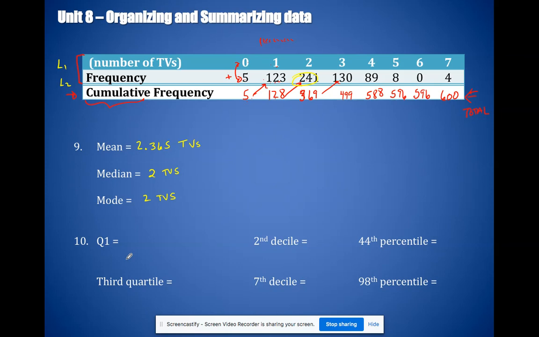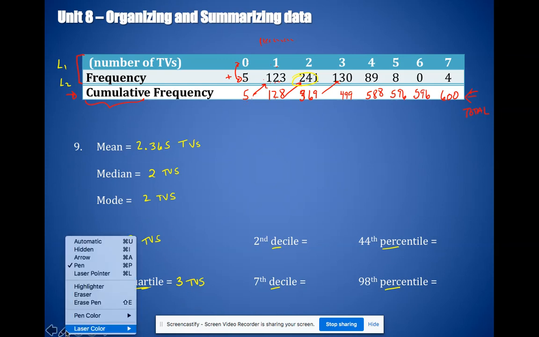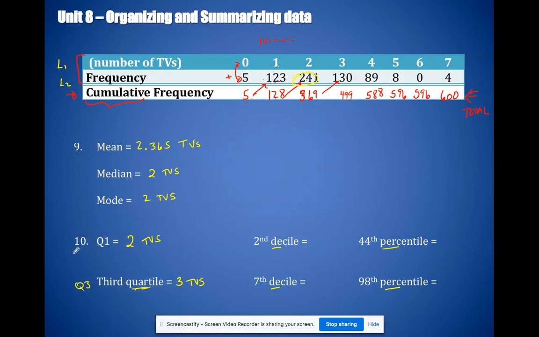So Q1 isn't new, right? This separates the bottom 25% of the data, and my calculator told me that was 2. Q3, and I just wrote out third quartile because I wanted you to see the difference in this word and these. My calculator gave me these amounts. I didn't need any formula.